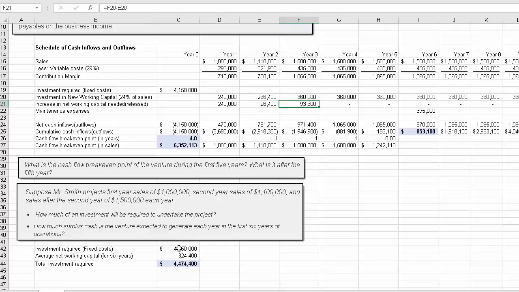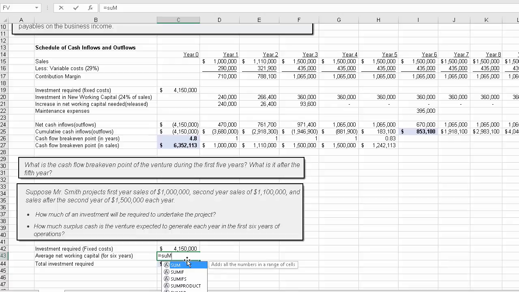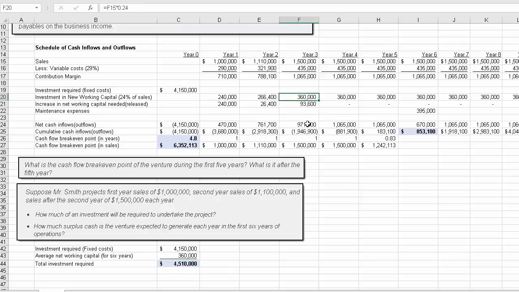So you could answer it as $324,400, or you could answer that as that's the amount of working capital you'd need. Now that gives you $360. Well, that would make sense because you eventually have to get to $360. In fact, maybe that's a better answer than using the average of the first 5 or 6 years.